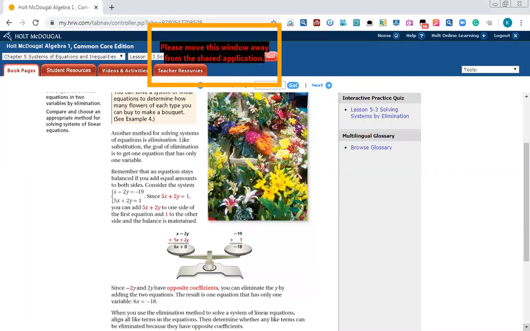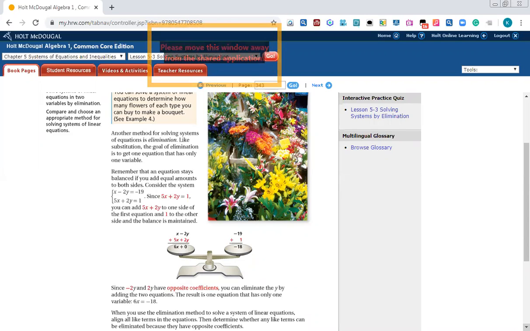From chapter 5.2, we solve the system in 5 steps. First step, solve for one variable in at least one equation. Second step, substitute the resulting expression into the other equation. Then solve that equation to get the value of the first variable. Then substitute that value into one of the original equations and solve. Then step number 5, write the values from steps 3 and 4 as an ordered pair x, y, and check.